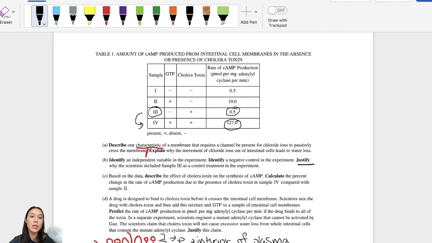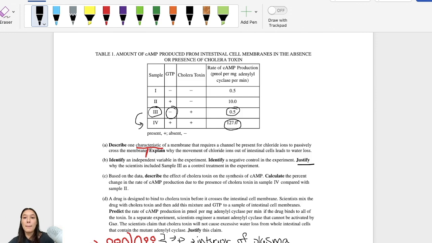127. What's the only thing that's changing between these is GTP. So that tells you that this big difference in cyclic AMP production is again likely due to the fact that it's lacking GTP in sample 3. Okay, we're not changing both of them, we're only changing one of them. And again, the point of that is so whatever happens to your dependent variable, you know is directly caused by what you changed or what you didn't change.